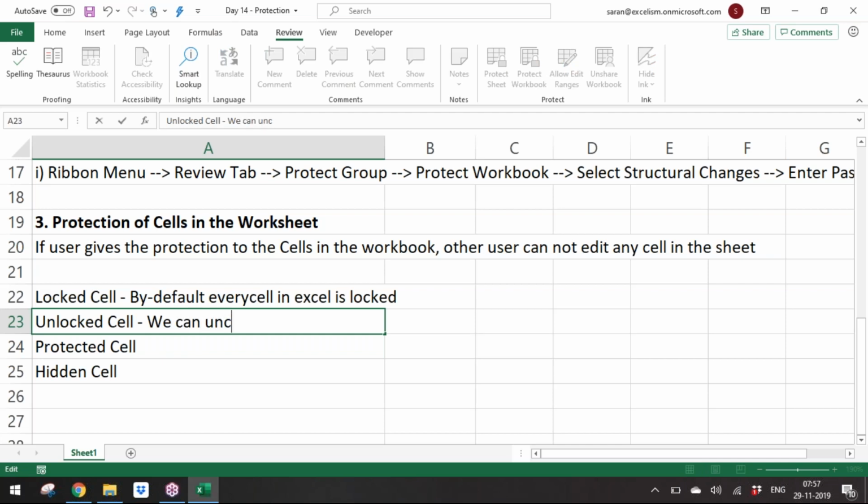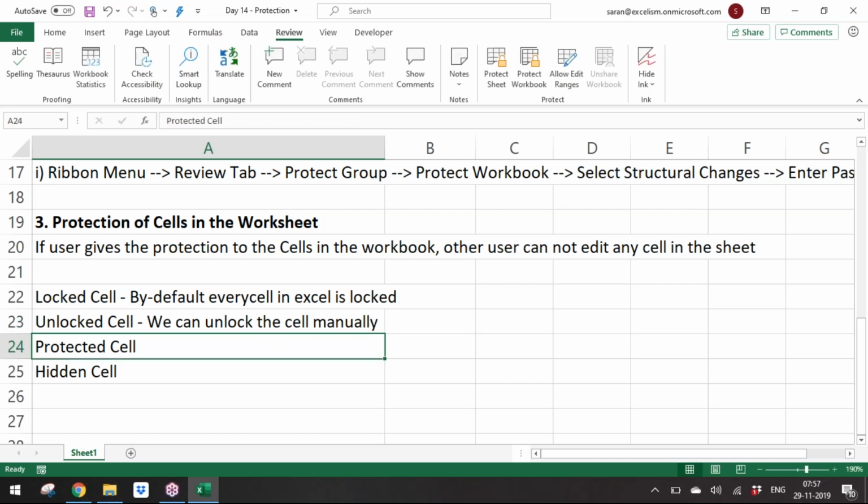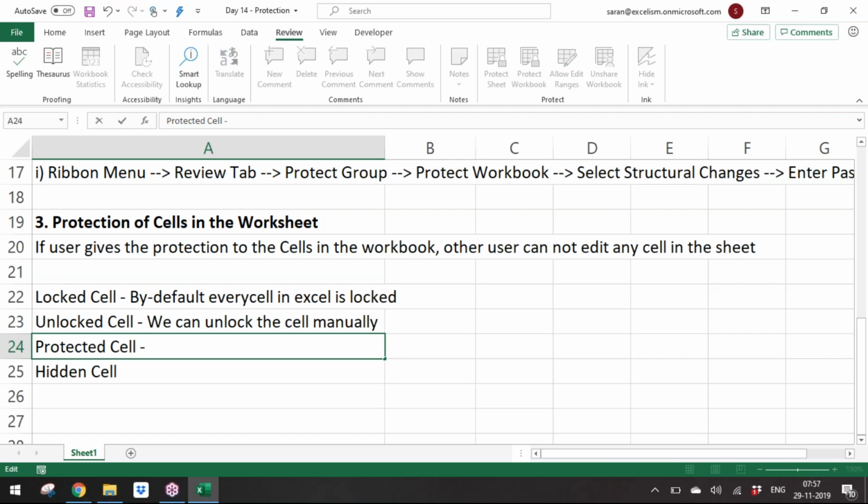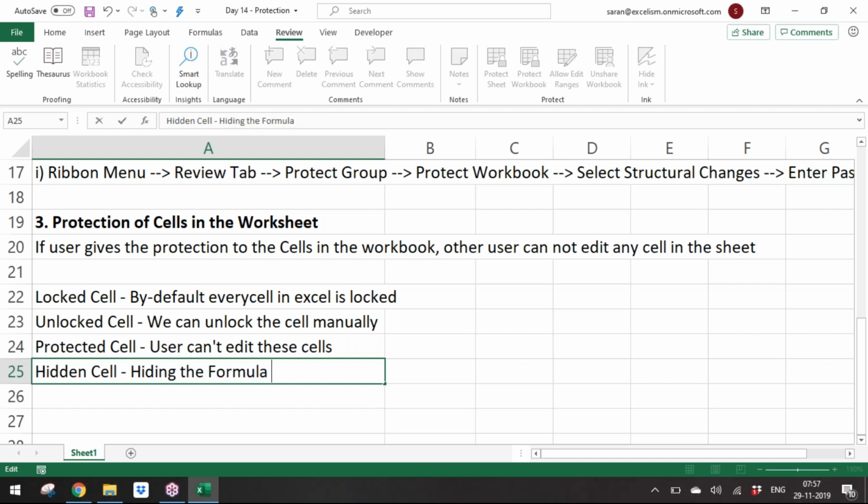Now, unlocked cell. We can unlock the cell manually. Every cell is a locked cell, but still I can go and write whatever I want, right? Then what is the meaning of protected cell? Very important. Only locked cells can be protected. Protected cell means the user cannot edit these cells. Hidden cell means hiding the formula bar content.